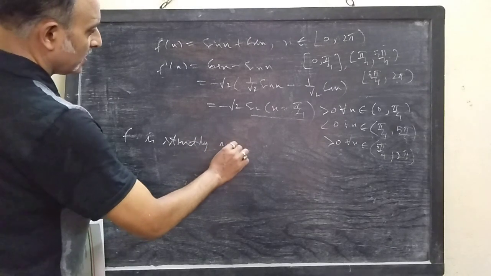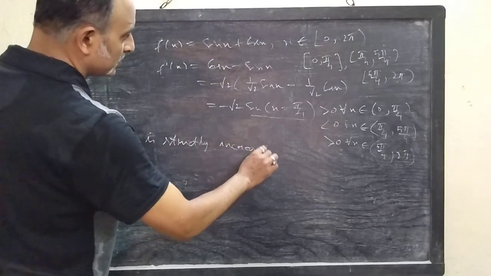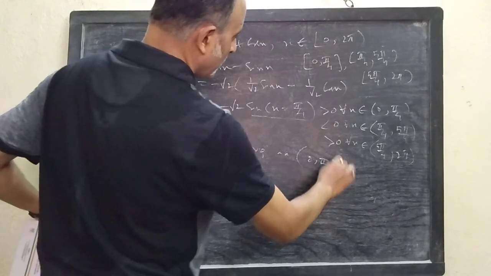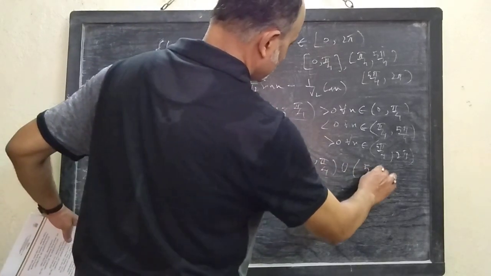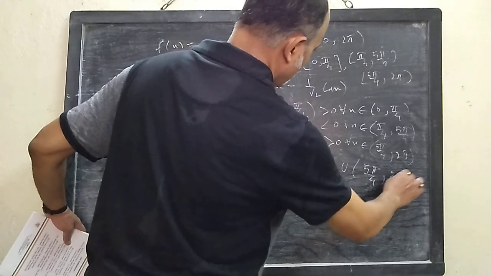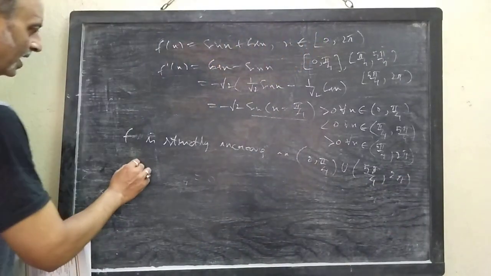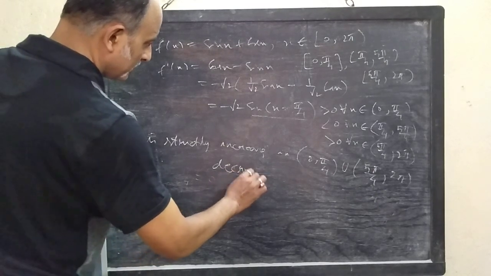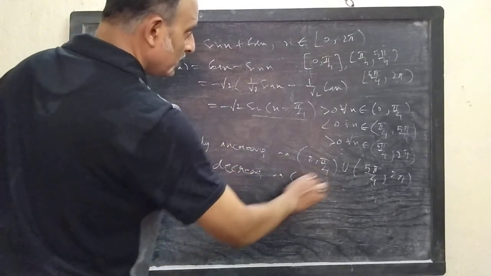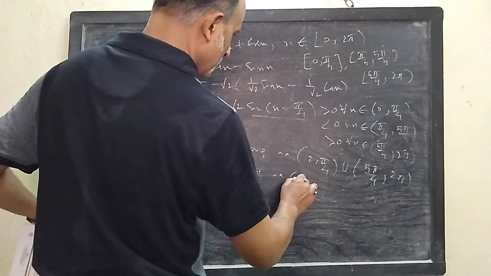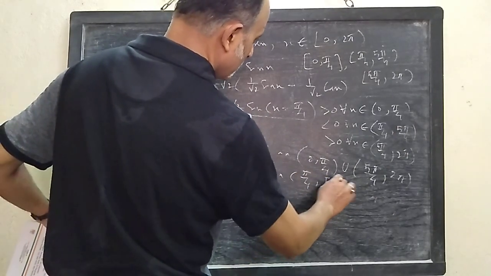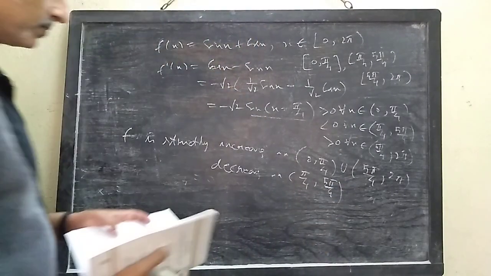f is strictly increasing in 0 to pi by 4 union 5 pi by 4 comma 2 pi, and strictly decreasing in this part, in pi by 4 comma 5 pi by 4.